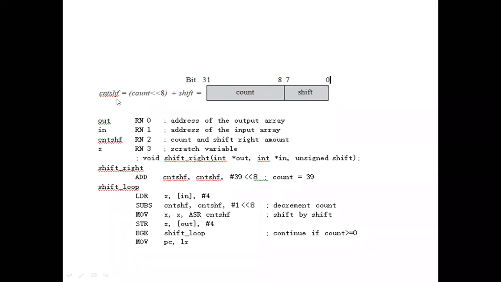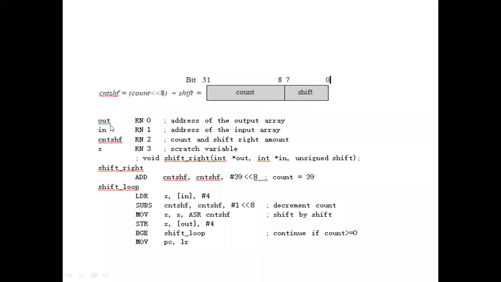So what you do is count shift is equal to count left shifted by 8 bits, right? And for that one you are adding shift. So like this, in the first 8 bits you're storing shift, and in the next 24 bits we are storing count. So look at the example here.